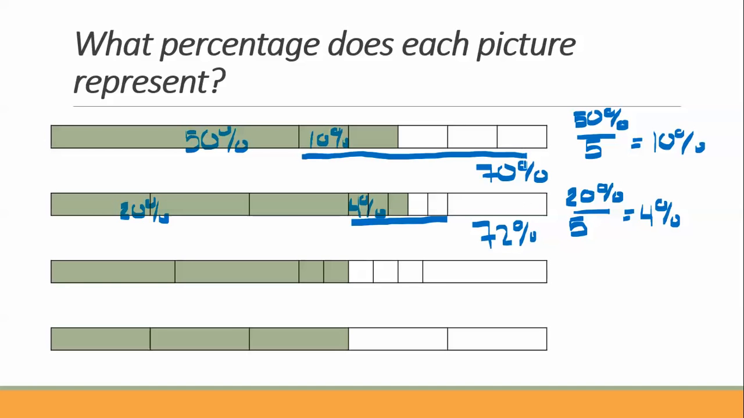Notice these two are the same size. The whole block is the same size, and this one's a little bit bigger than this one, so 72% does make sense.